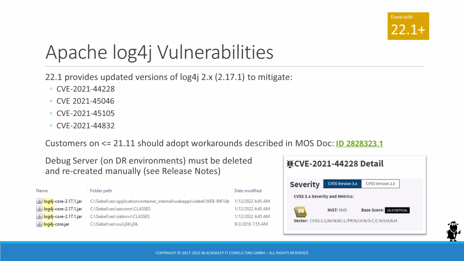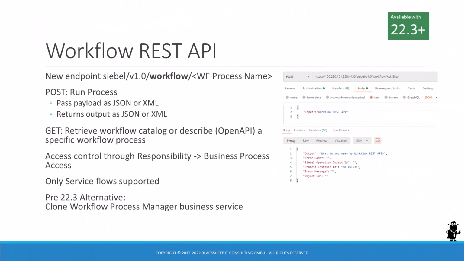Remember the Apache Log4j vulnerabilities? 22.1 and any version after it includes a full set of mitigations. Jumping ahead to 22.3, we find another important update in the REST area. Customers on 22.3 or higher benefit from the ability to run workflow processes directly through the Siebel inbound REST API.